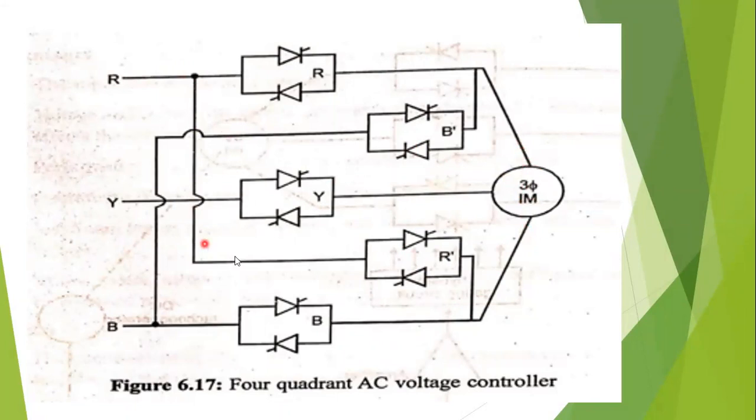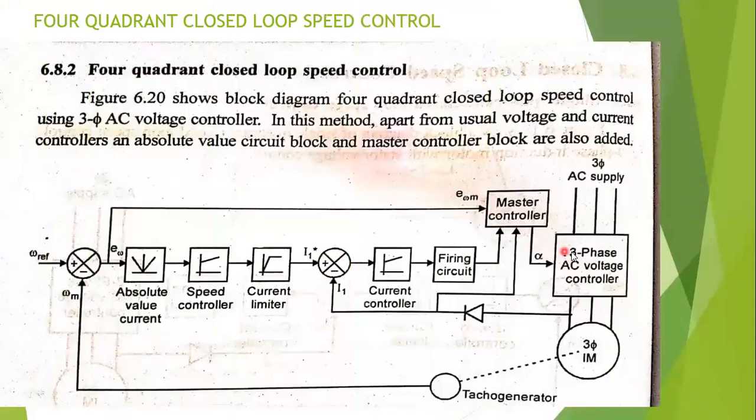So the R phase is connected to here. Understood? And then the B phase is connected to here. That means these two leads are interchanged, with the Y phase as it is. So the direction of rotation of the three-phase induction motor is reversed. For reverse direction, the firing pulses are given to the R dash Y B dash. So, understood? In the master control.